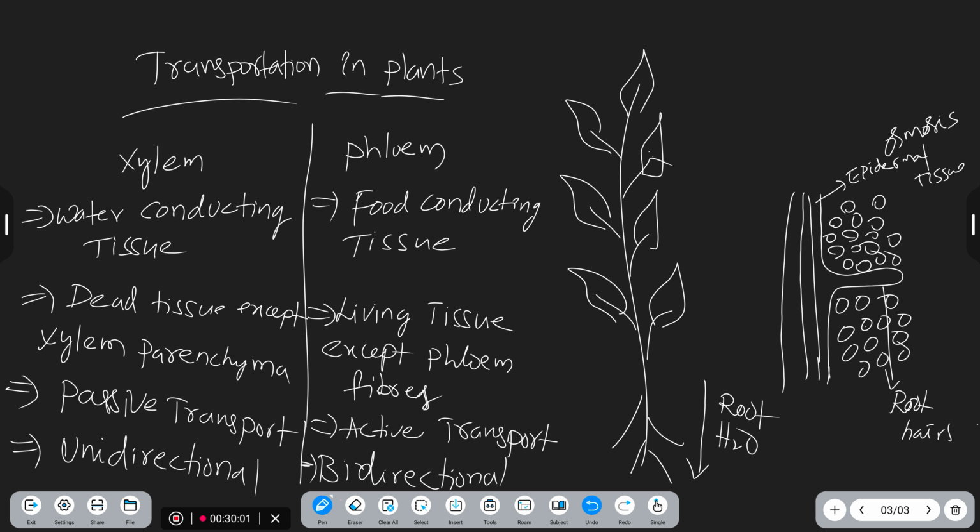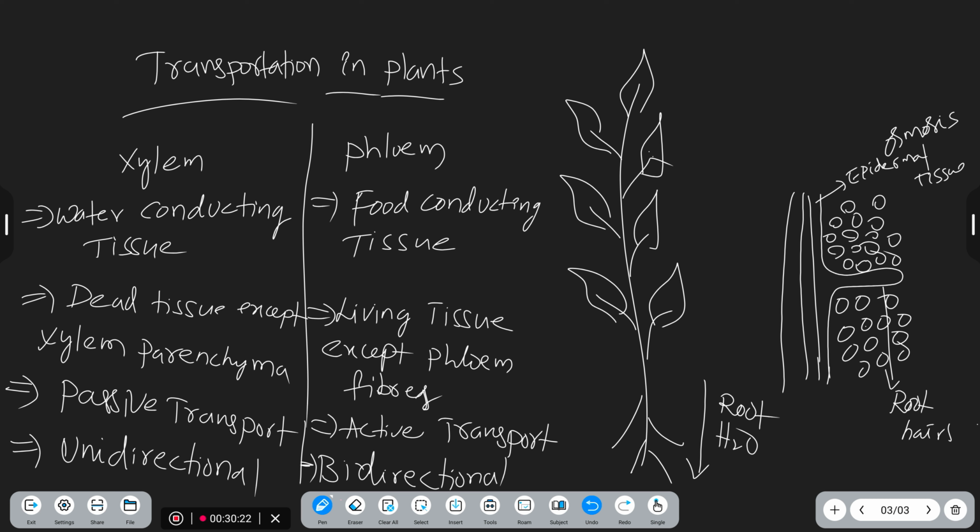From the xylem, conduction and transportation of the water and minerals takes place to all over the plant body. Understood? And which is unidirectional. Clear up to here?